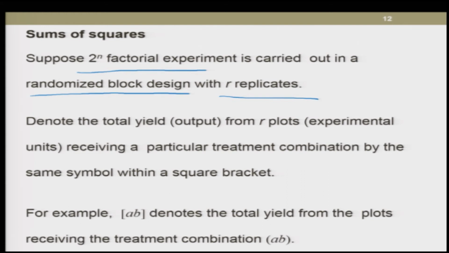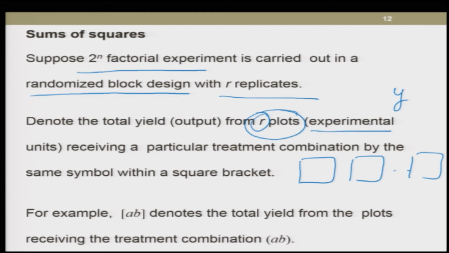So, now what are we going to do? Whatever is the outcome, that will be denoted by the letter y. And what does this mean? We have different types of plots in which we will give different treatment combinations, and every treatment combination will be repeated. So, altogether there will be R plots, or R experimental units, which will be receiving a particular treatment combination, right.